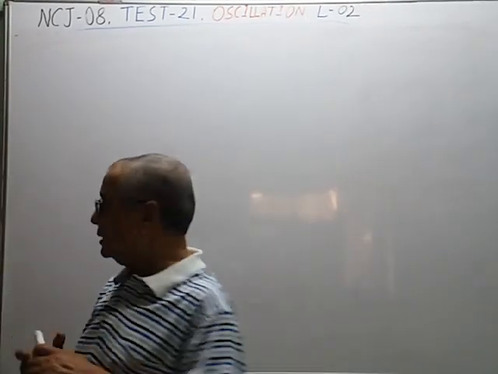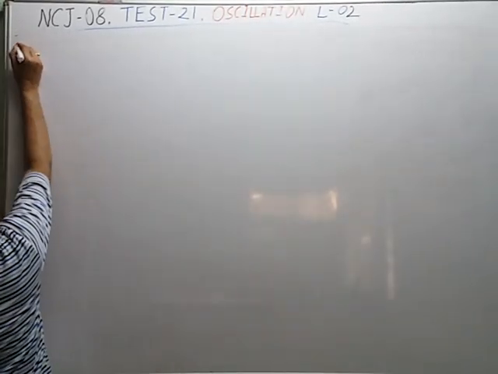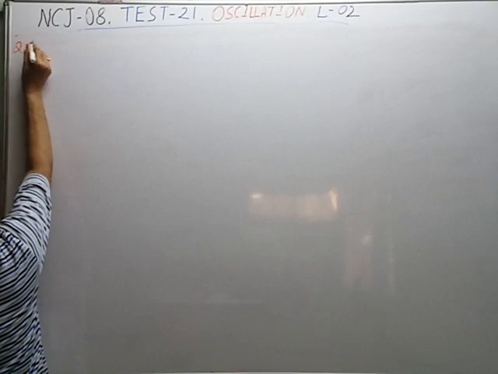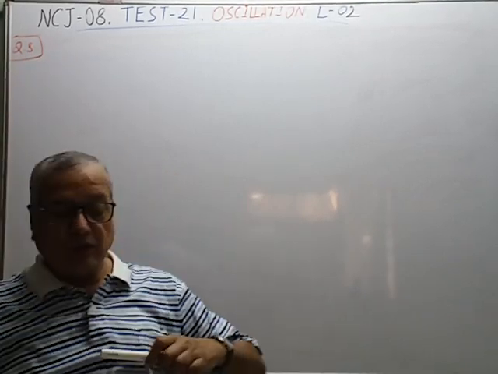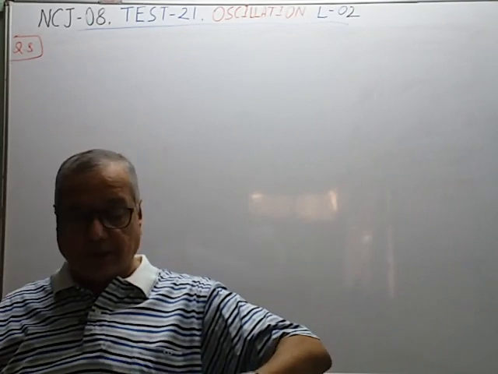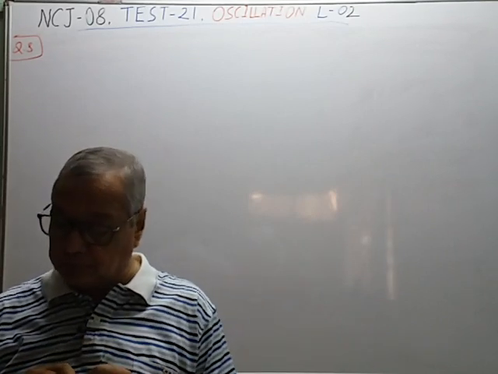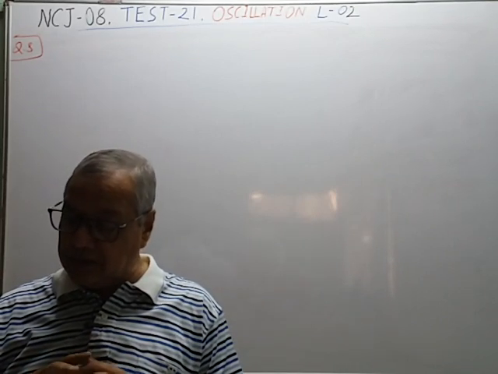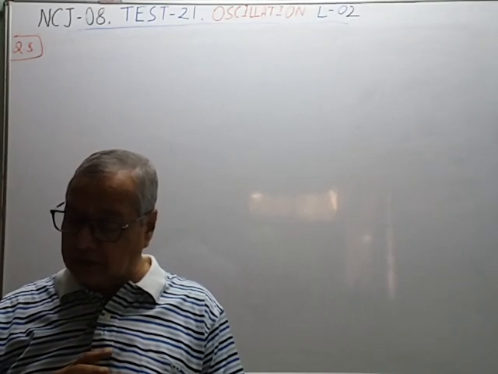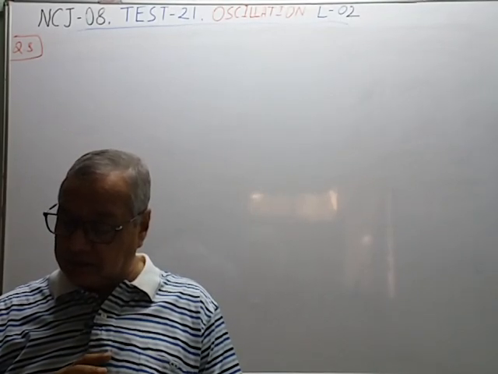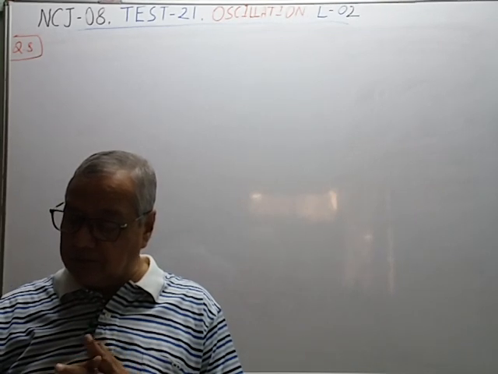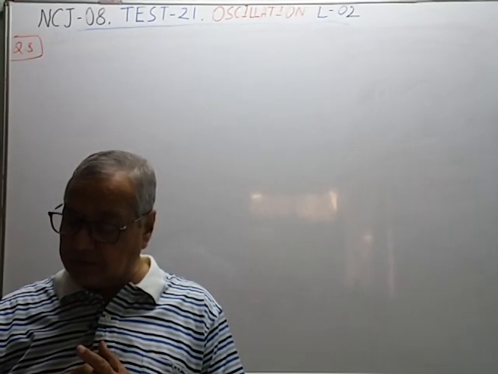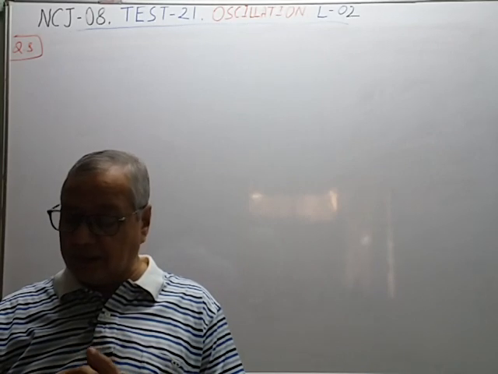Next, question number 8. Actually, we can solve this problem by two methods. I will use both the methods. Starting from the origin, a body oscillates simple harmonically with a period of 2 seconds. After what time is its kinetic energy 75% of total energy?